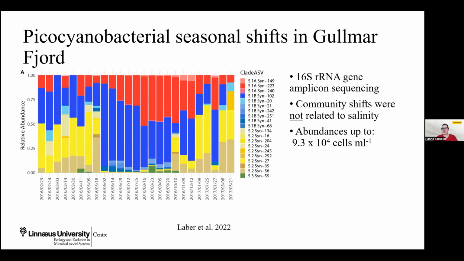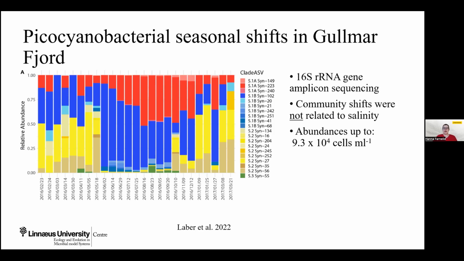So one of the ways we can look into diversity of picocyanobacteria is by molecular techniques. In this study that we did in the Gullmar Fjord, we amplified using PCR a region of the 16S rRNA gene and looked at what different types of Synechococcus were present in the Gullmar across different seasons. This is starting in February, going over spring, summer, and then autumn, and again January, March.